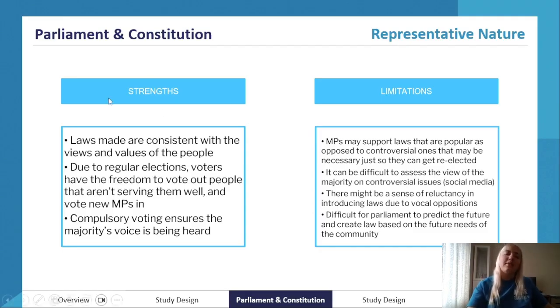Now, the strengths of the representative nature of Parliament: obviously, laws have to be made to be consistent with the views and values of the people. Otherwise, they risk not being elected again. Due to regular elections, voters have the freedom to vote out people that aren't serving them well and vote new members of parliament in, or a different party to become the leading government party. And we have compulsory voting, so everyone actually has to vote, and you will be fined if you do not vote. This ensures the majority's voice is being heard.